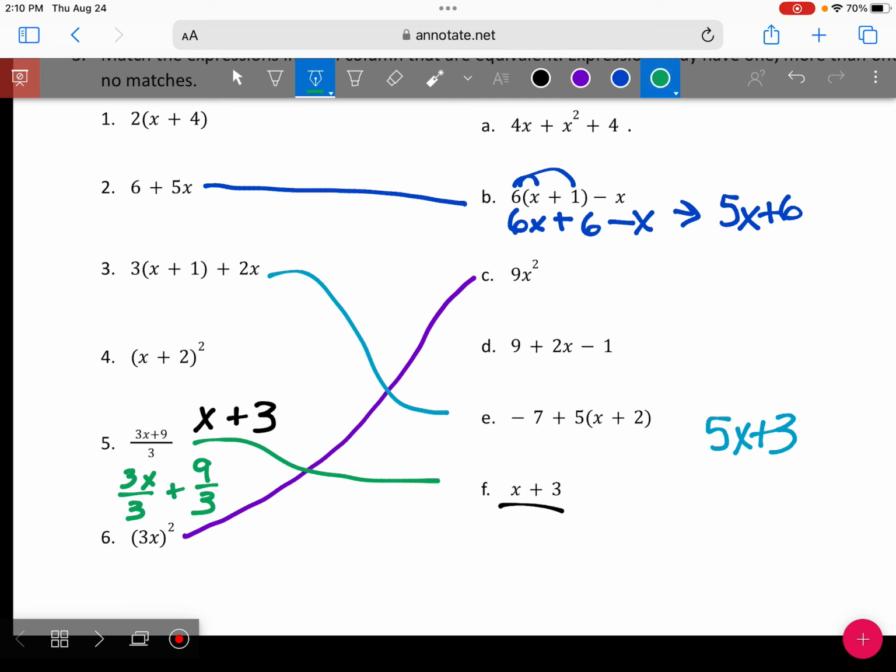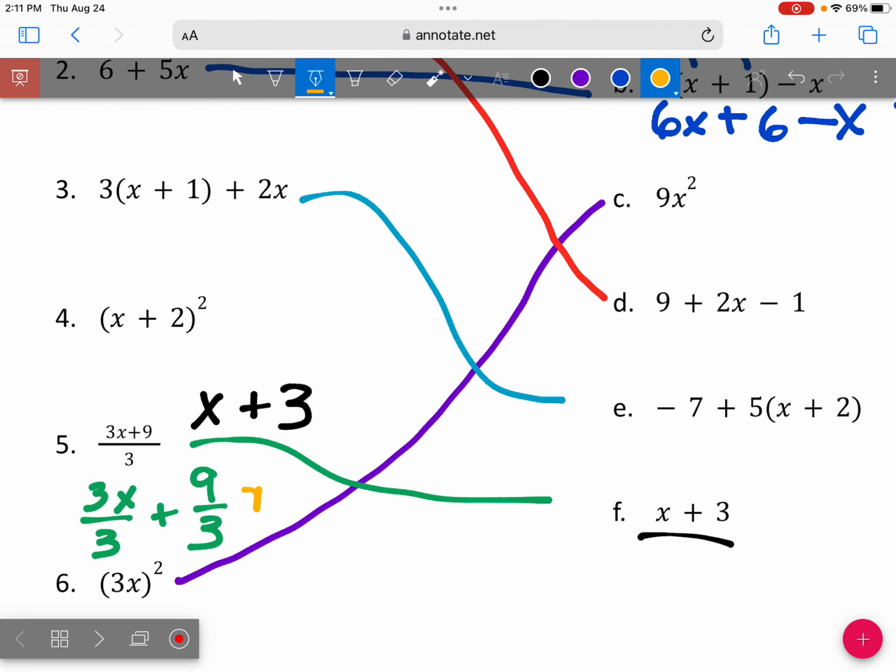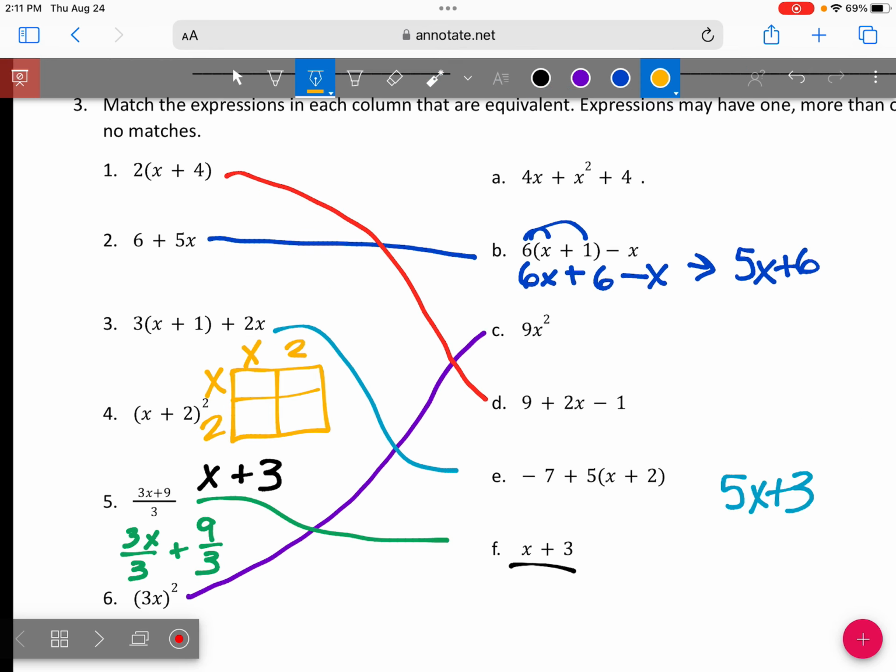All right, we've got 1 and 4 left to match. 1 to D. Yup. I'll grab orange. 1 to D. And do not just assume by process of elimination that 4 goes to A. You got to check it. So this is where we're going to use that area model that we've been talking about, where it comes from. See if we can remember how to do that. X plus 2 times X plus 2. If we multiply that out, old school algebra 2 style, we do get exactly that phrase. 4x plus x squared plus 4.